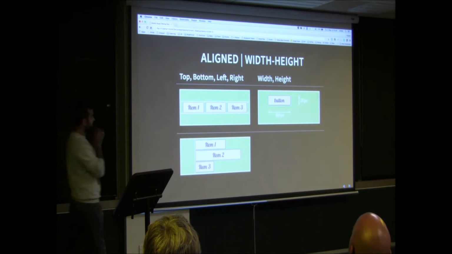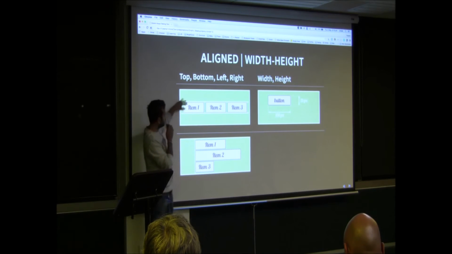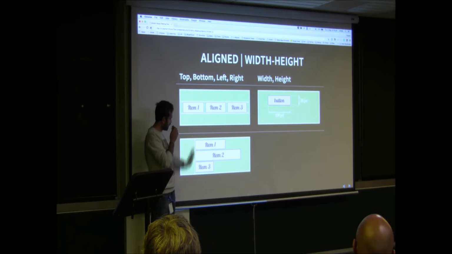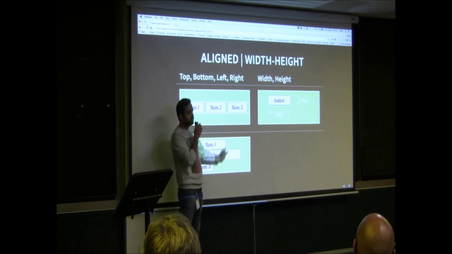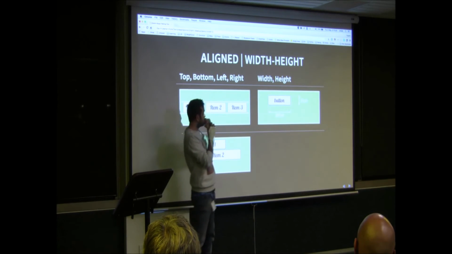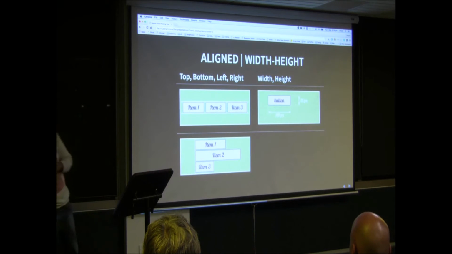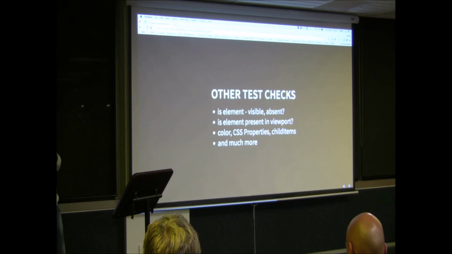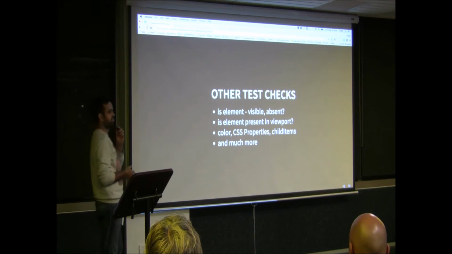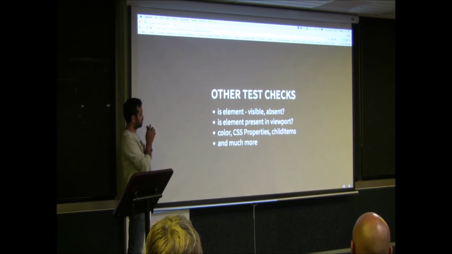At the same time, it can check if elements are aligned on the top, on the bottom, on the left, as well as on the right, if they are all aligned together. It can check the width and height of the elements also. It's not restricted to only this. It does more checks. Is the element visible or absent?